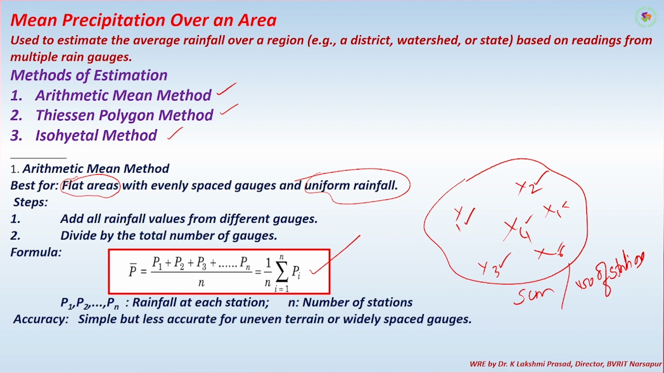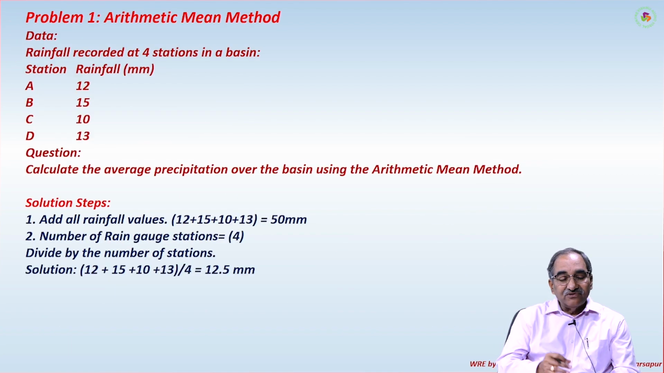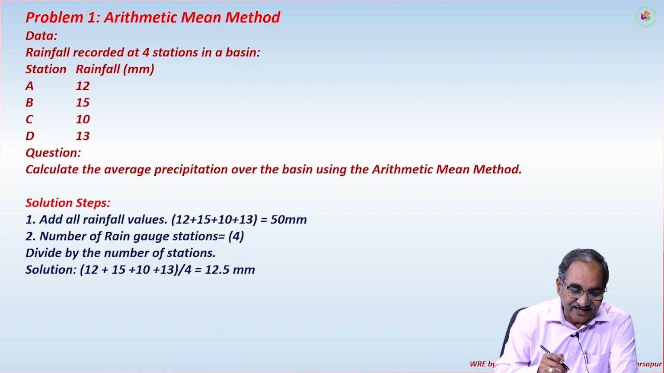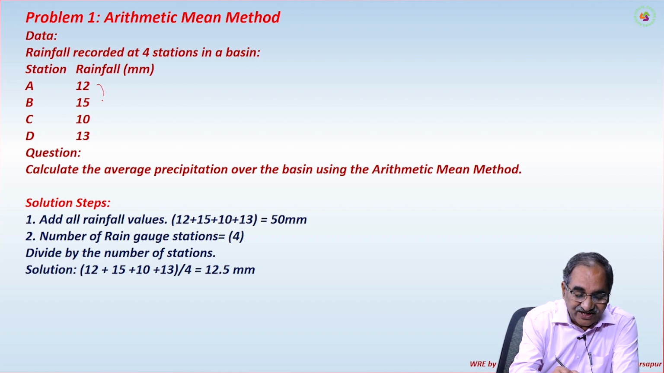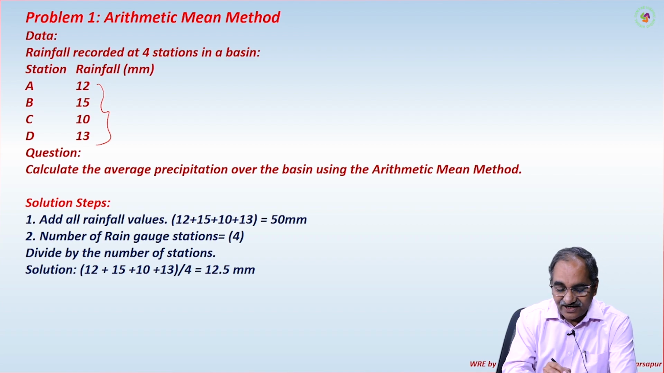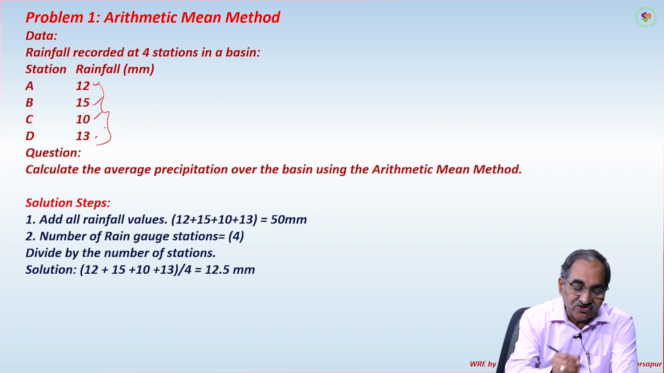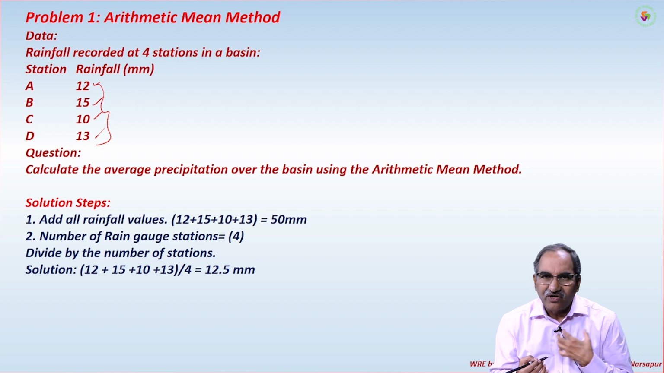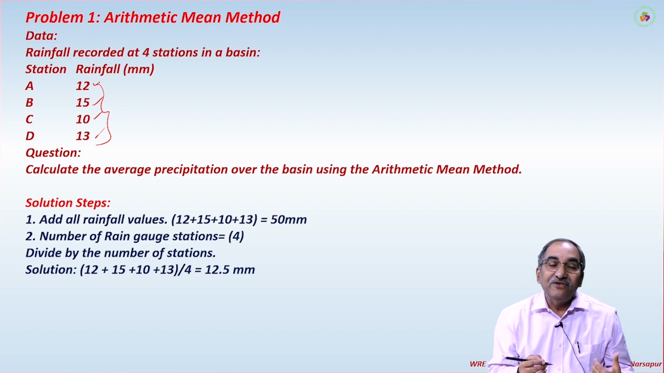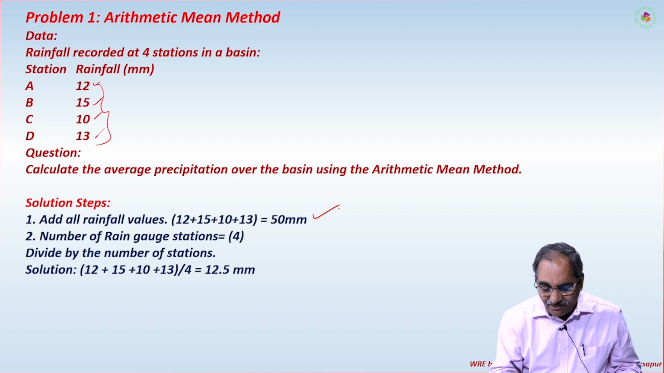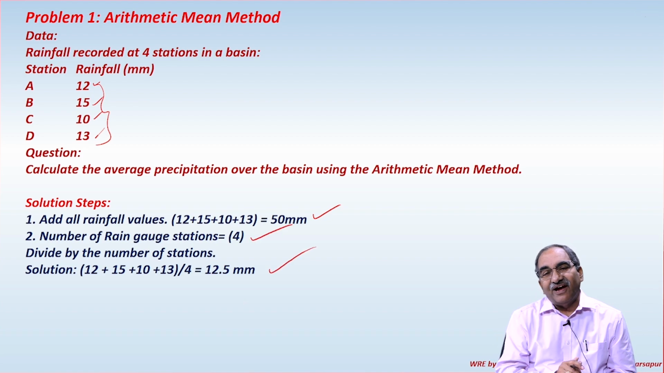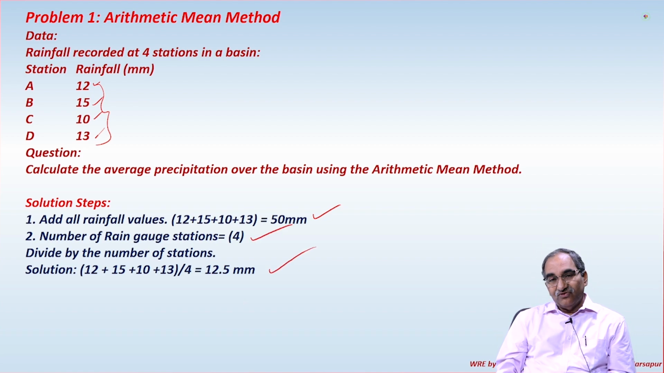But this method gives fairly good results only if the rainfall distribution is more or less uniform, and if the area which we are choosing is completely flat. Coming to a small example, we have 4 rain gauge stations, and the rainfall values are given. I need the average rainfall by the arithmetic mean method. Just sum up the values and divide by the number of stations to get the solution.